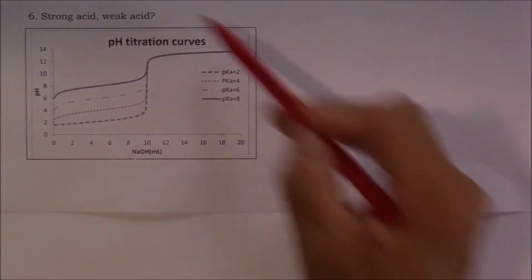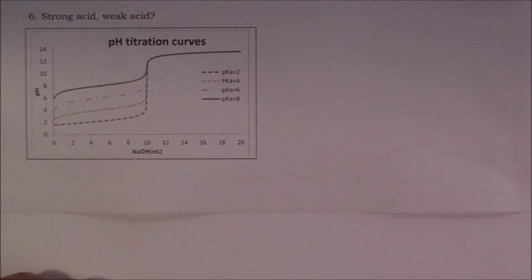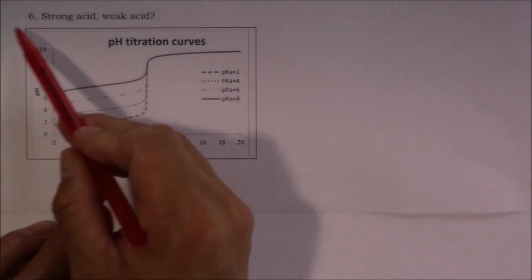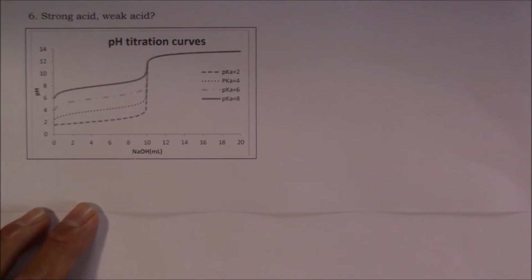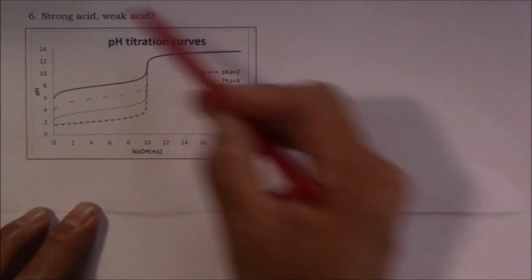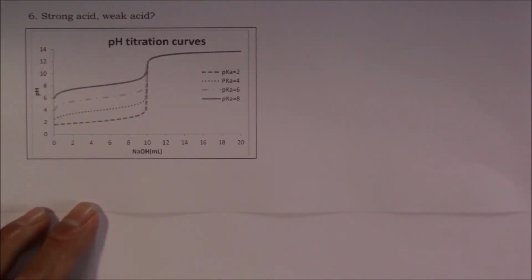The very last question. From the pH titration curve, can we know whether the unknown acid is a strong acid or a weak acid? The answer is yes. Actually, I already told you this before. Because from the pH titration curve, we can actually get the pKa of the unknown acid.